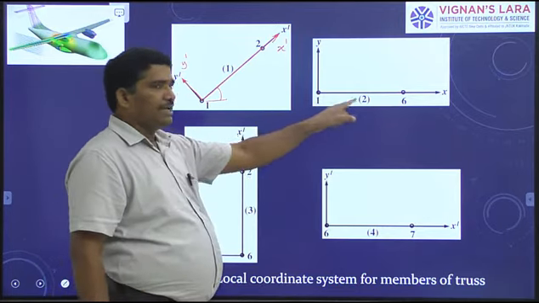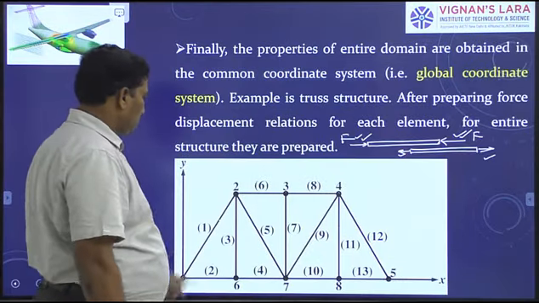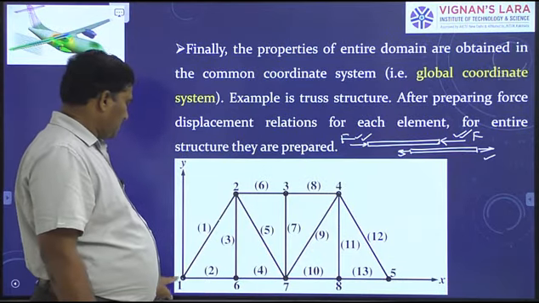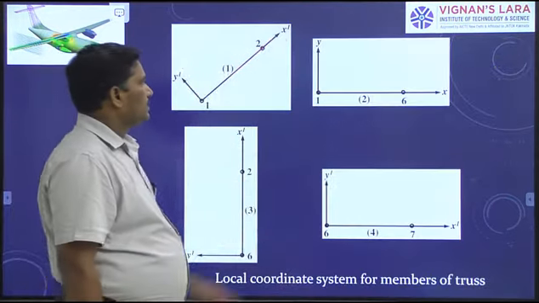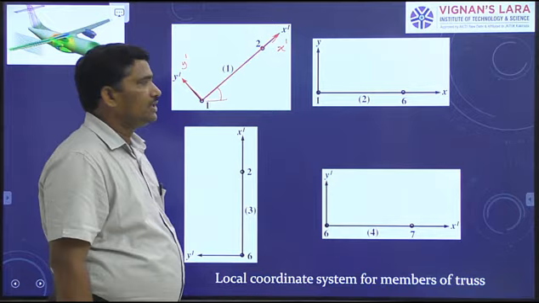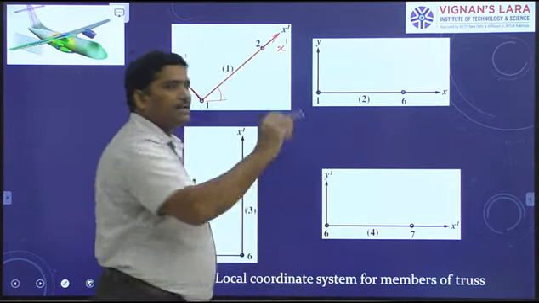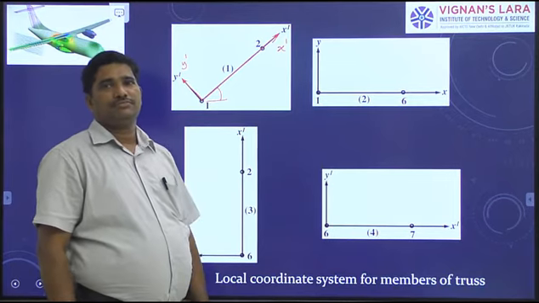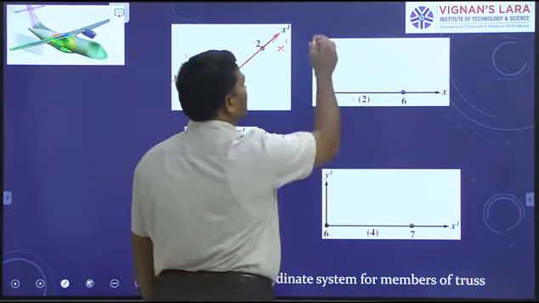This is the second element. See here. It connects two nodes, 1 and 6. This second element has a separate reference frame, a reference frame with local coordinates, say x1.